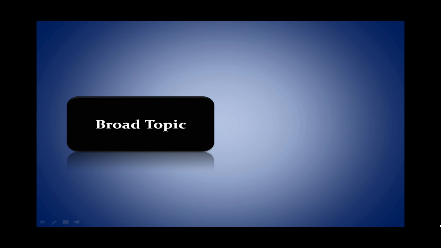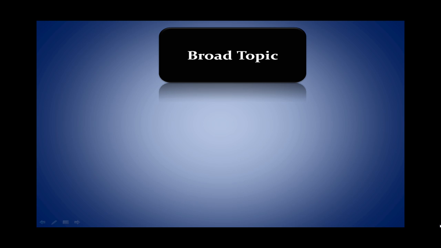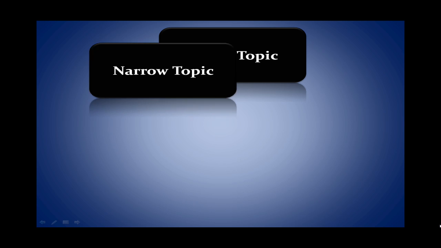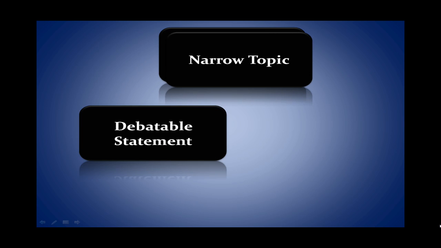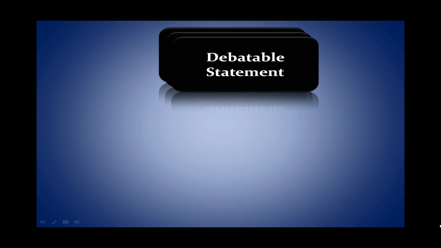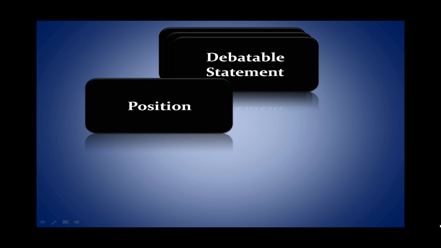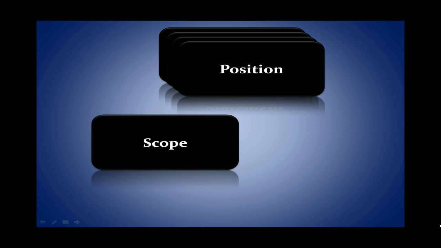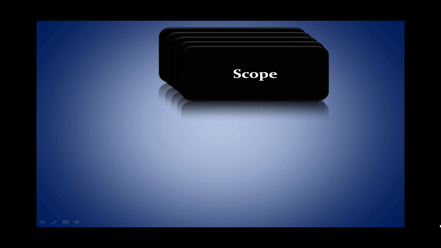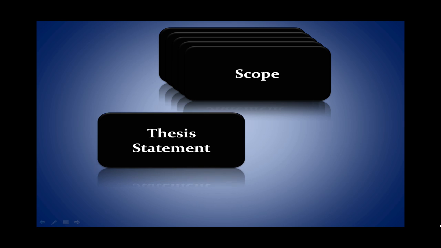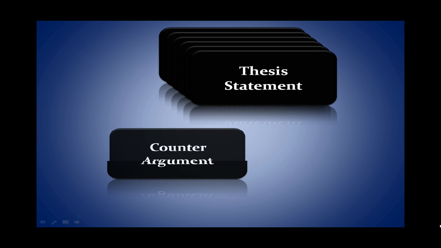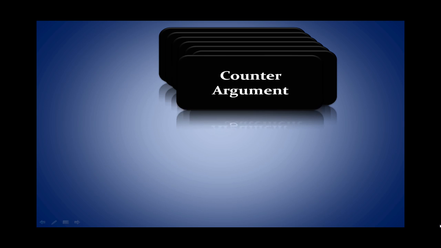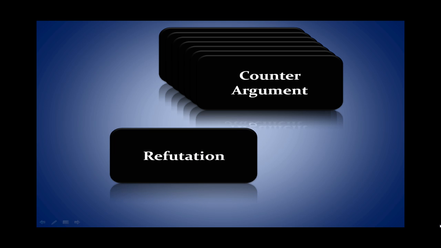Hello. In this video we're going to look at some of the elements that go together to make up your research essay. You might hear about elements such as a broad topic or a narrow topic. You'll also hear about debatable statements, your position regarding the debatable statement. You'll hear about scopes. Naturally, there'll be a thesis statement involved, a counter-argument, and after the counter-argument you'll hear about refutations.